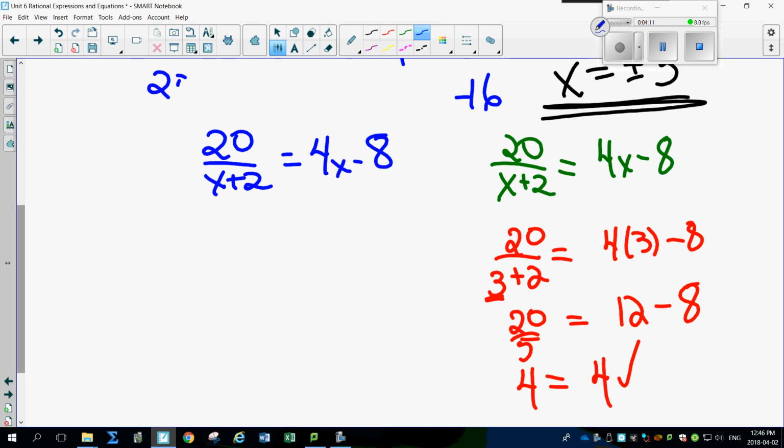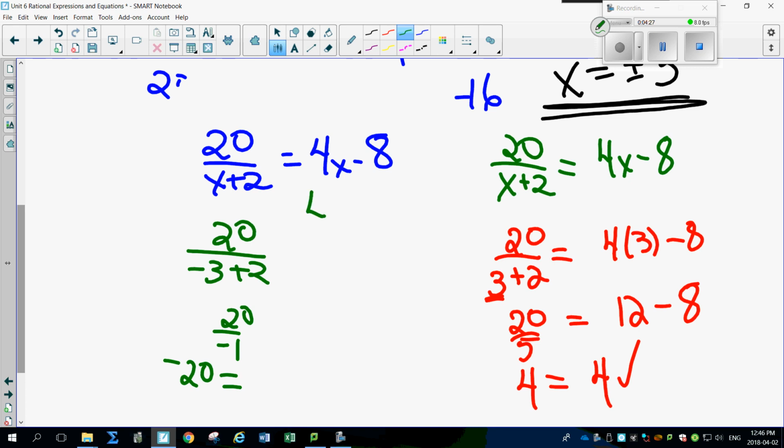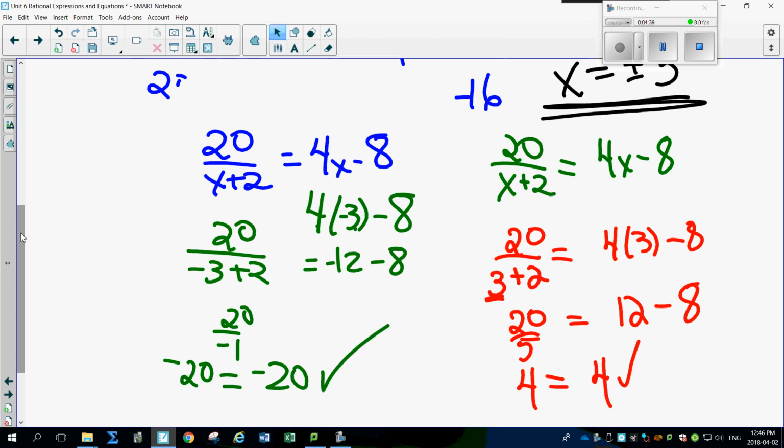So let's plug in the minus 3 wherever there's an x. So the denominator is minus 3 plus 2. That's going to give you minus 1. So that's 20 over minus 1. So our answer here is going to be minus 20. Let's see if the right side equals it. So 4 times minus 3, minus 8. 4 times minus 3 is minus 12. Minus 8, look at that, it gives you minus 20, and that number works as well. So both of them are verified: plus and minus 3, in fact, are your answers.